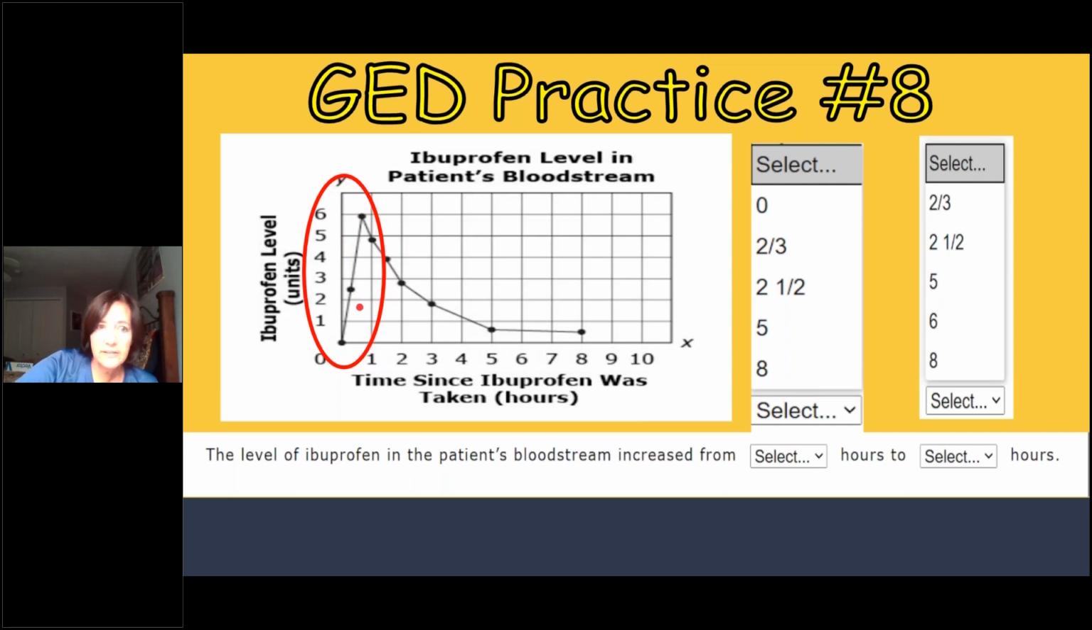So the increase starts at 0 hours, and it continues, and actually, it's not even 1 hour has passed when the increase stops, and it starts slowly going down again. So we are less than 1 hour. And we can see our options over here. 2/3 is the only option we have of less than 1 hour, and that looks like it's about 2/3 of an hour. So 2/3.